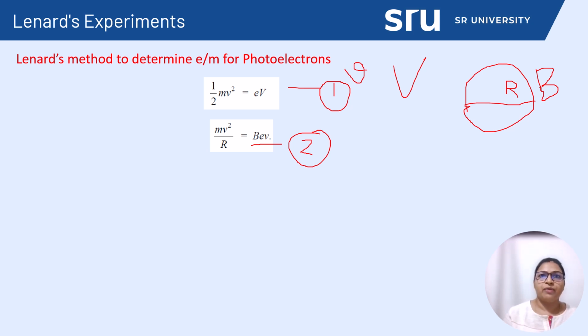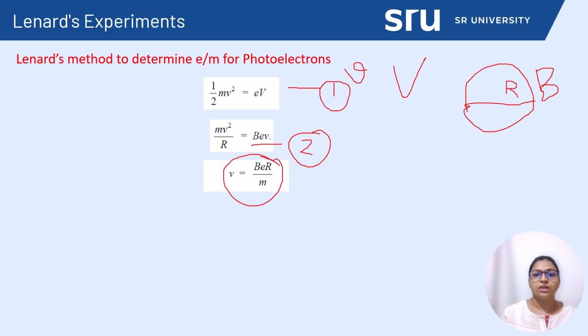So from here we can find out the velocity v. So velocity v will be basically B e r divided by m. So this is the velocity of the photoelectron. Now if we substitute this v from this equation into equation 1, then we can simply get e/m is equal to 2 V / B² r². So this is our final equation from Lenard's method.